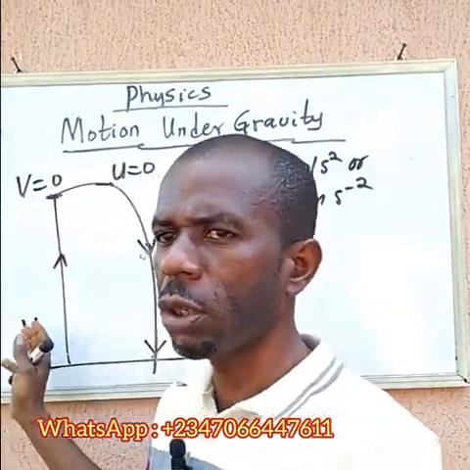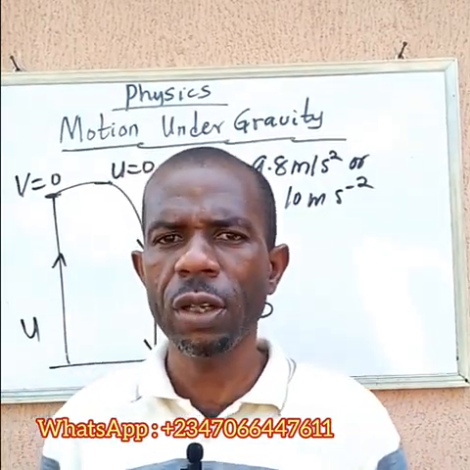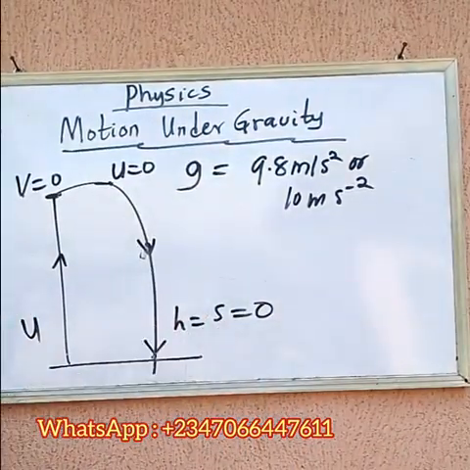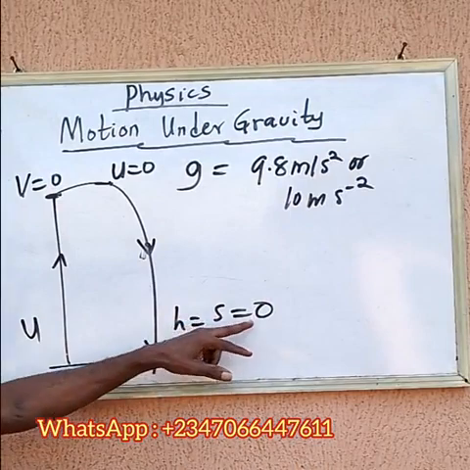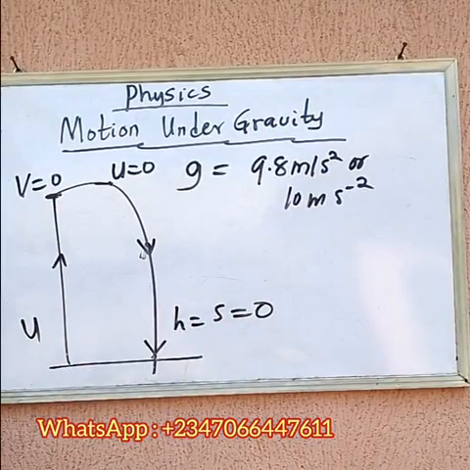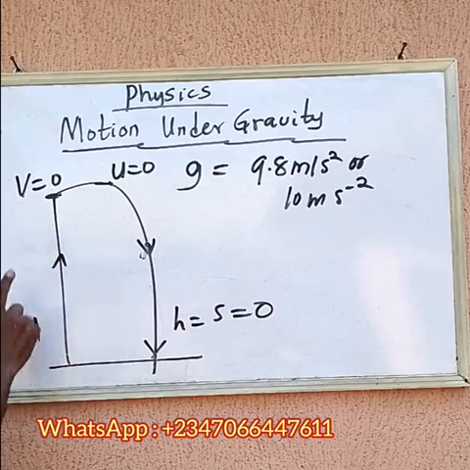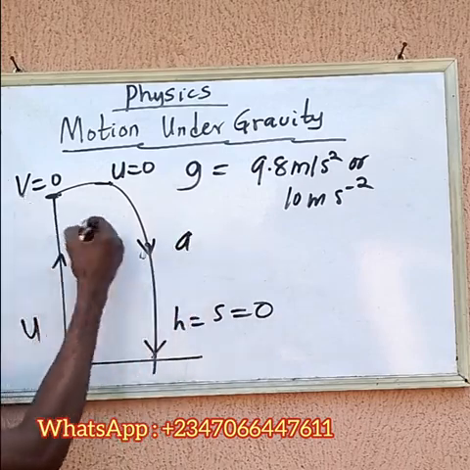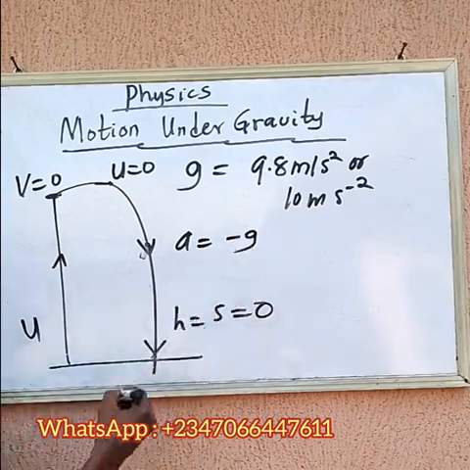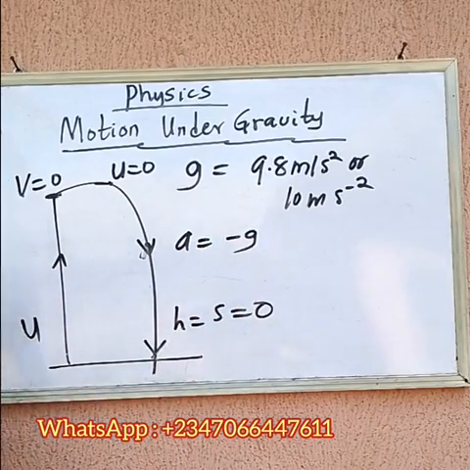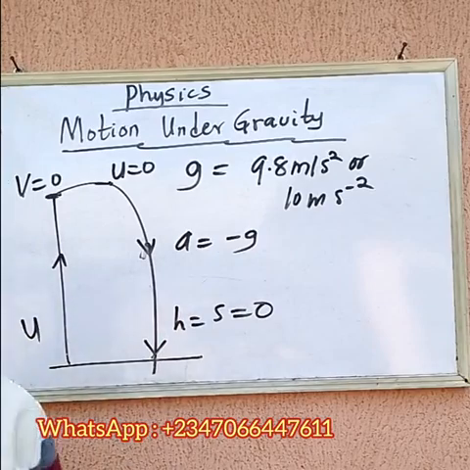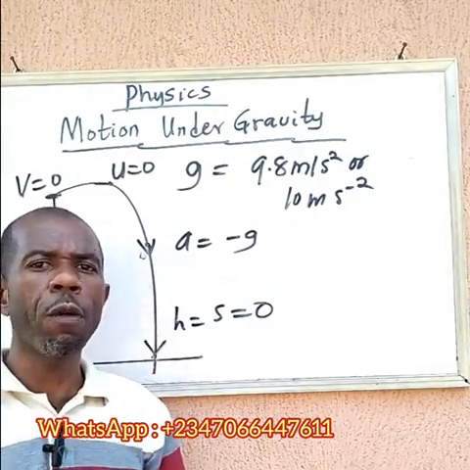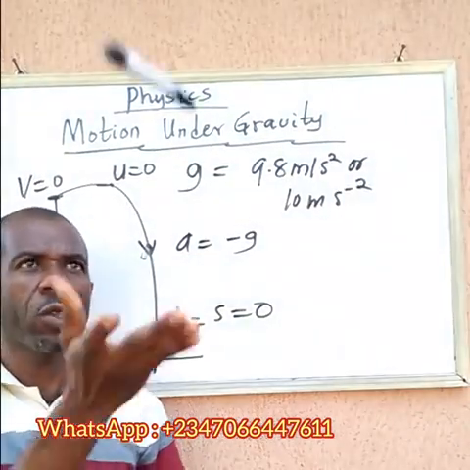So this will help us to carry out calculations on this topic. Now, as we are moving upward, the acceleration becomes negative g. Why? Because we are projecting against gravity. Every object is allowed to fall towards the earth, so this is what the law is actually saying. When an object is released up, it comes down.